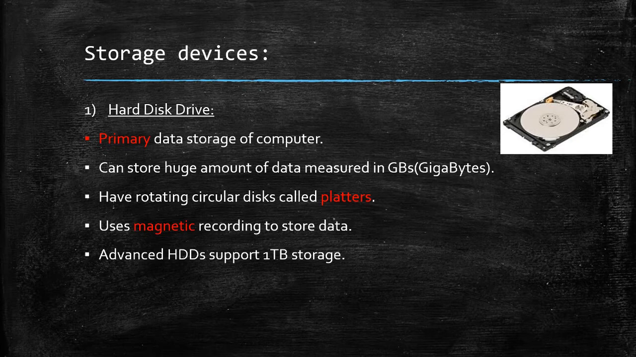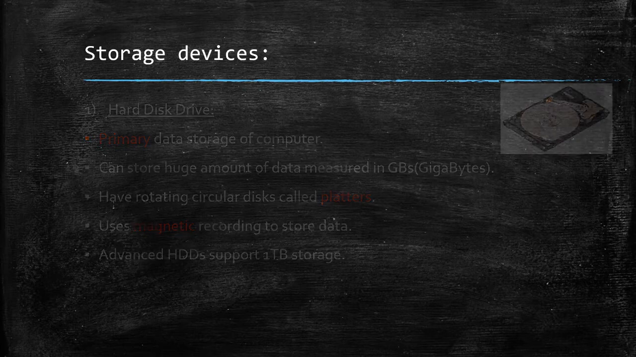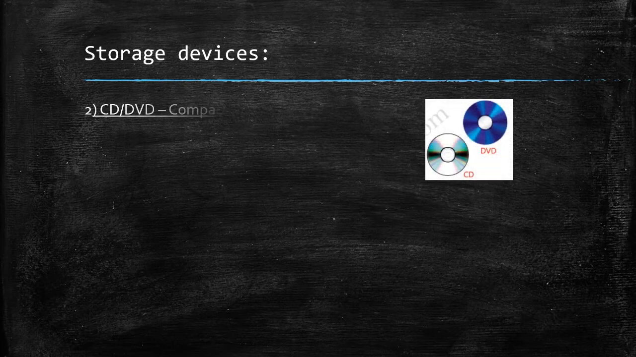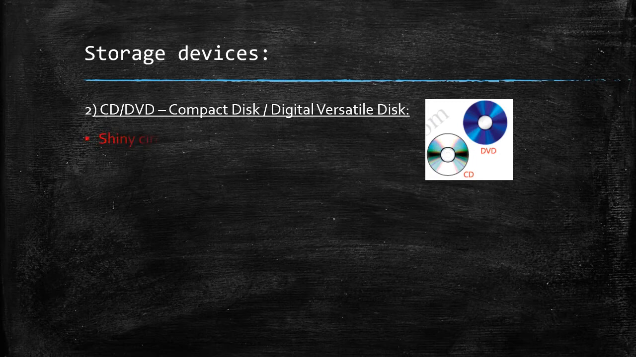Okay, now another storage device is the CDs or DVDs, compact disc or digital versatile disc. You all might have seen these CDs and DVDs. DVDs have a light blue color and CDs have a shiny white color. So these shiny circular discs used to store data are CDs and DVDs.